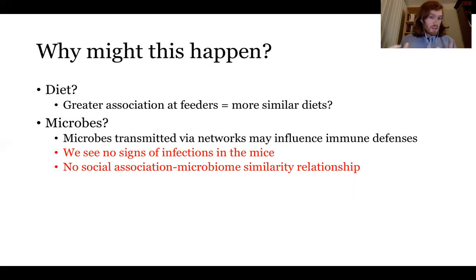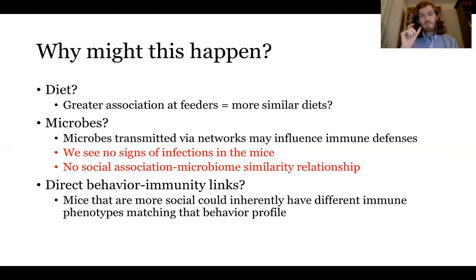So maybe a third possibility is that there's a direct behavior-immunity link, with mice that are more social inherently having different immune phenotypes matching that behavior profile a priori. There is a particular immune defense that fits with a particular behavior profile, regardless of the influence of diet and microbes. We don't know. That's something that I'm going to be digging into more, and I'm really excited to go into those and share those results later.